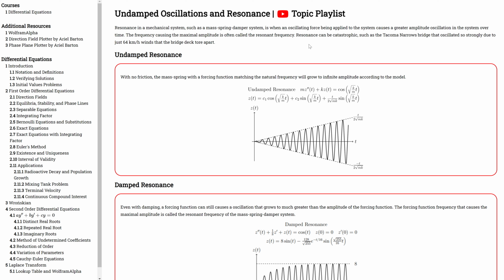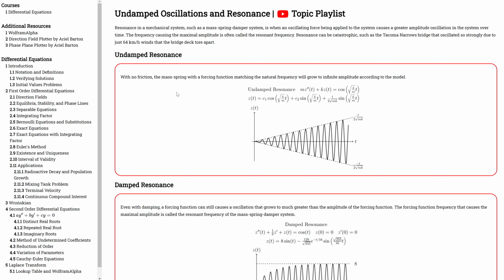So the frequency causing the maximal amplitude is often called the resonant frequency, and resonance can be catastrophic, such as the Tacoma Narrows Bridge that oscillated so strongly due to just 64 km/h winds that the bridge deck just tore itself apart. And so you can look it up if you want. The video is kind of crazy how much the bridge is deflecting before it actually falls apart.